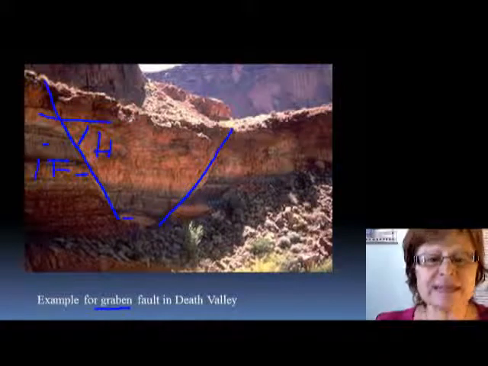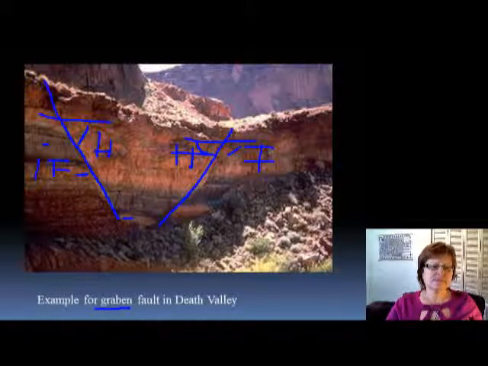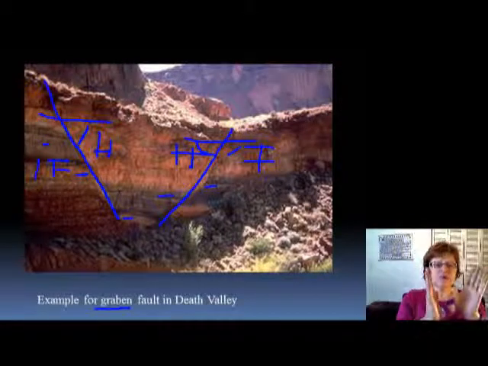Now if you look at this side and you put the horizontal plane, this is the acute angle and that's the obtuse. So this is the hanging wall and this is the footwall. And if you pick that layer again, let's see this one right here, you can see that it went down. So it's a typical graben fault. Two facing each other normal faults, graben fault.